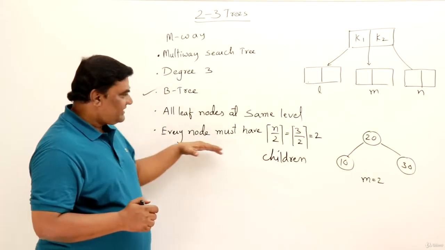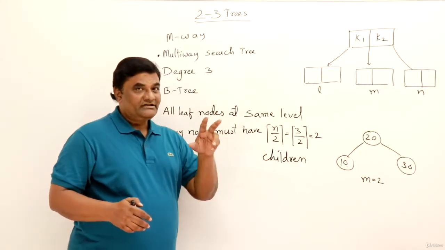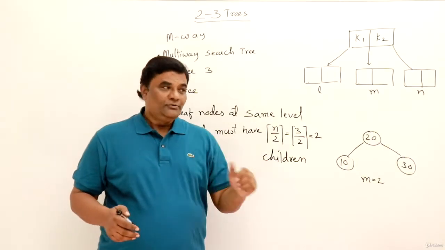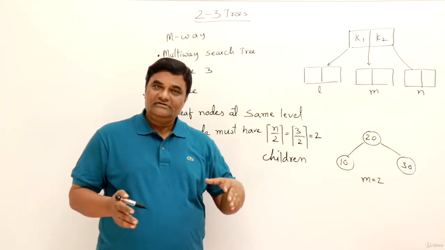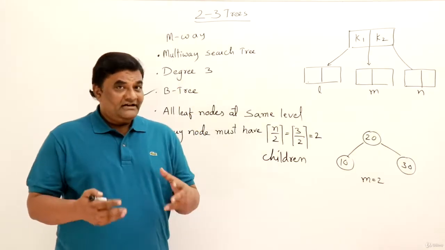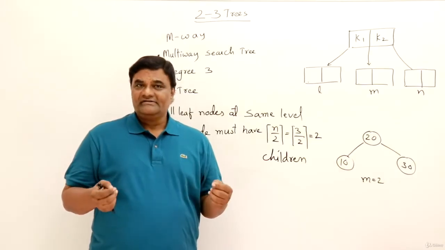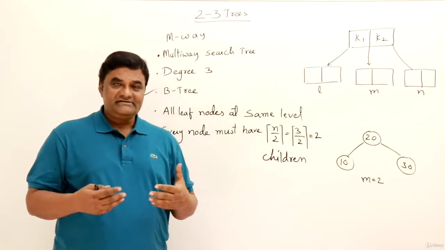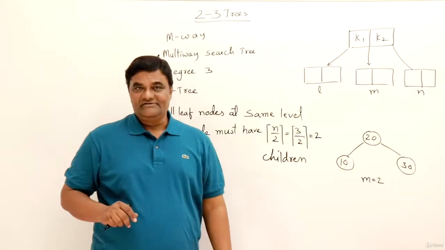But this is for the general B tree. For any degree, the rule is that M by 2 children must be there. If the degree is 5, then 5 by 2 is 2.5, and the ceiling value is 3. It must have 3 children. So this is about B trees. We are learning B trees of degree 3, and 2-3 trees are famous. Mostly for learning about B trees, we study 2-3 trees. Through 2-3 trees we understand B trees also.